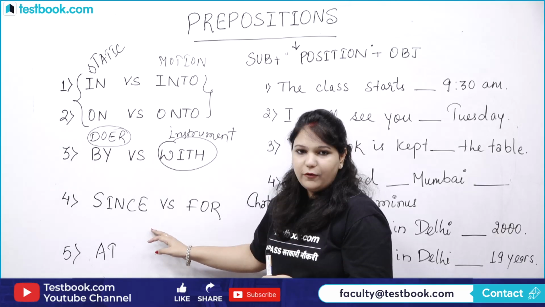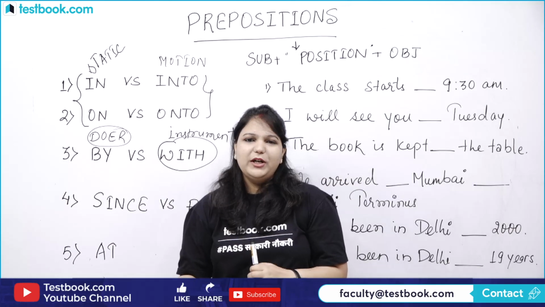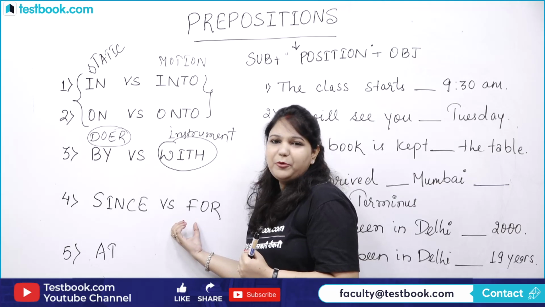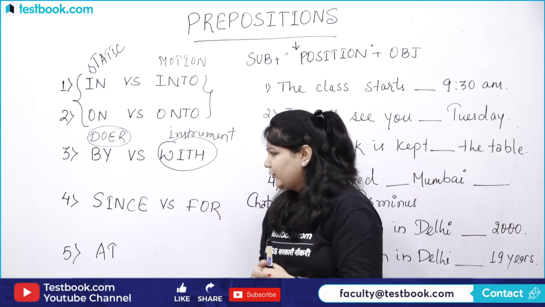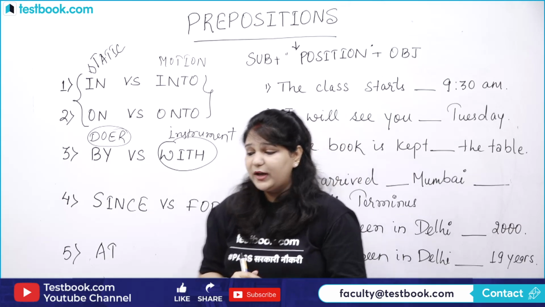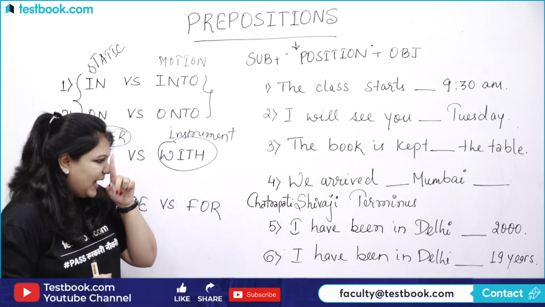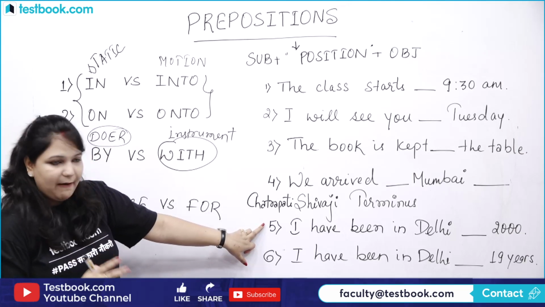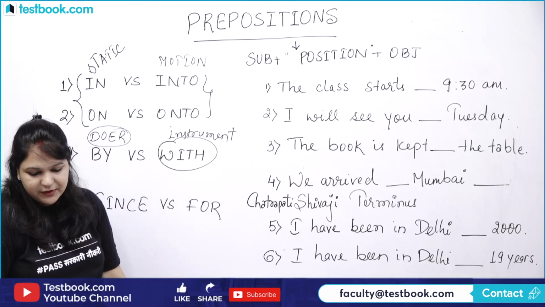So moving on to the fourth one, a very familiar one, and a lot of times you have come across these prepositions, and it still tends to confuse you: since versus for. In order to explain this, I would like to bring your attention towards example number 5 and 6. Is it visible to all of you?